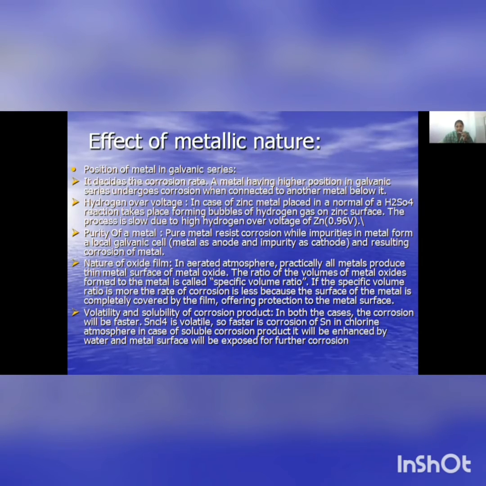So, nature of the oxide film. In an aerated atmosphere, practically all metals produce a thin surface layer of metal oxide. The ratio of the volume of metal oxide formed to the volume of the metal is called the specific volume ratio. Next, volatility and solubility of the corrosion product. In both cases, the corrosion will be faster. For example, stannous chloride is volatile, so corrosion of tin in a chloride atmosphere is faster. In the case of a soluble corrosion product, it will be dissolved by water, and the metal surface will be exposed for further corrosion.